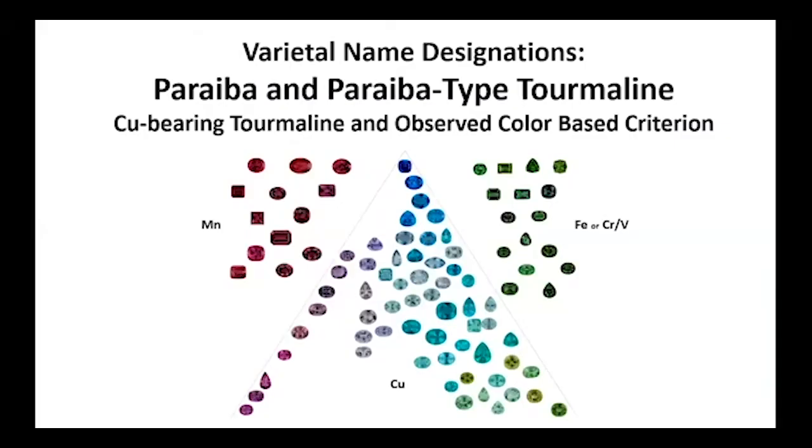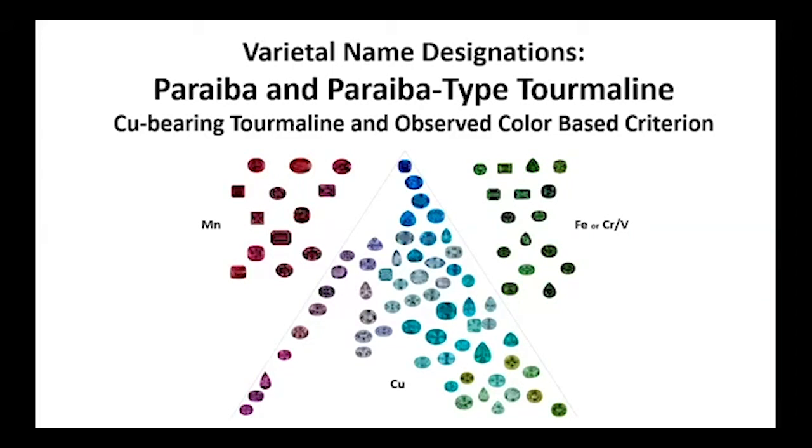An important one for the industry, obviously the copper-bearing tourmalines, Paraíba and Paraíba type tourmaline. This is just a quick diagram to show some of the dominant chromophores you have in tourmaline. On the left, you have manganese. Here you have the pink tourmalines, the rubellites, purple tourmalines. On the right, you have the green tourmalines, which can be colored by iron or the combination of chromium and vanadium. And in this triangle in the middle, you see all the range of colors that you have copper bearing, where copper is present.